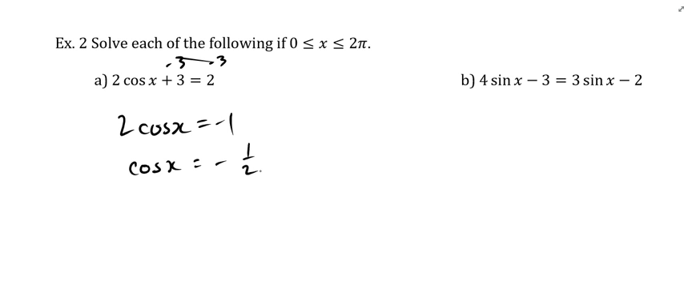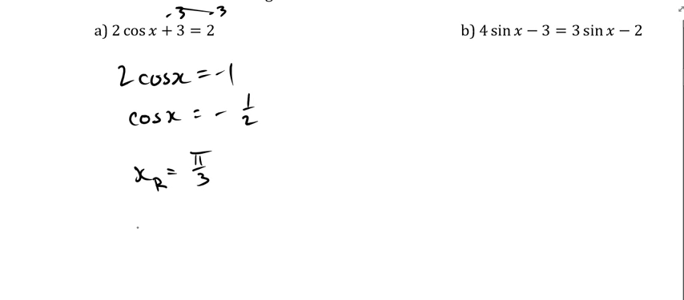And what about 1/2? That should jump out at us. Yeah, that's an exact value, one of our special triangle values. Very good. So cos of pi over 3 gives you 1/2. So my related angle in this case is pi over 3. And quadrants 2 and 3, because it's negative, x is 2 pi over 3 and 4 pi over 3. Okay?